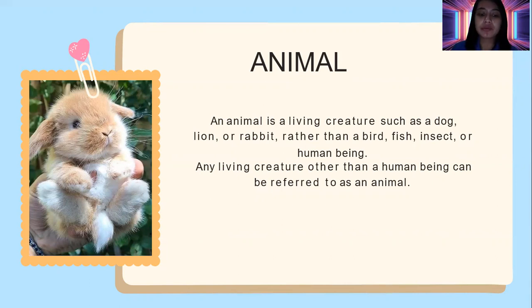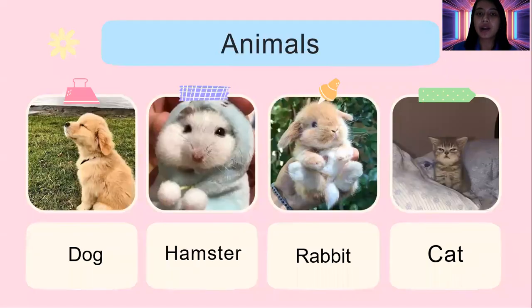For example, animal. An animal is a living creature such as a dog, lion, or rabbit, rather than a bird, fish, insect, or human being. Any living creature other than a human being can be referred to as an animal. There are animals: dog, hamster, rabbit, cat.